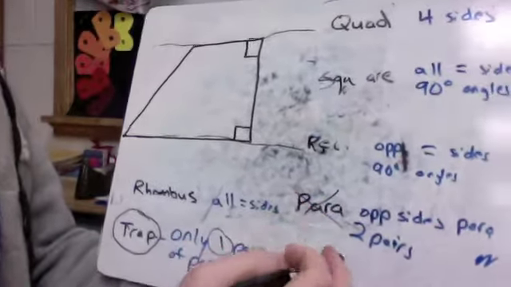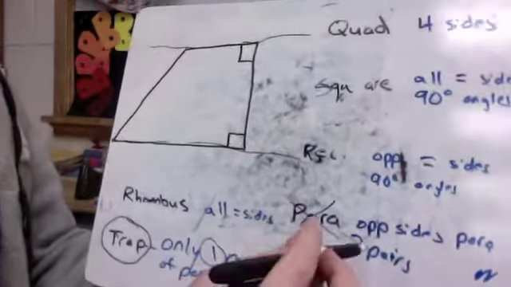Not going to be a parallelogram because we'd have to have two pairs be parallel, and they're not. Only one pair is parallel, so it's a trapezoid. Okay. Now let's go back up to the top here.